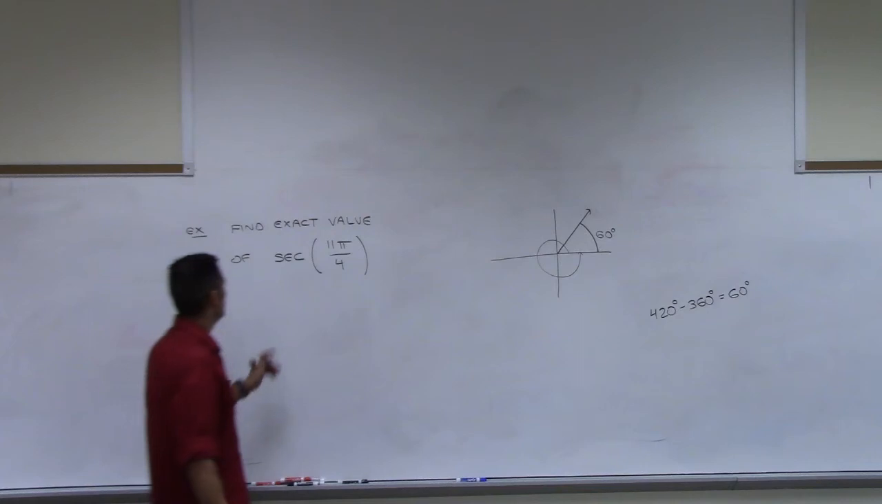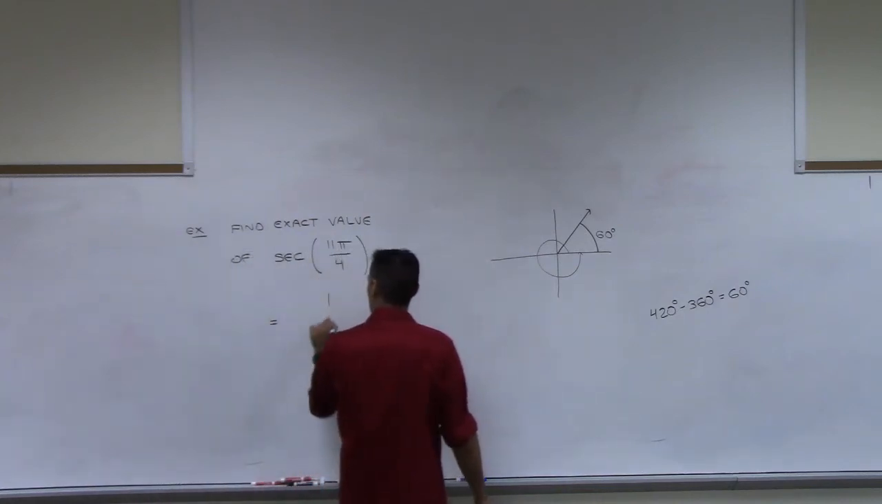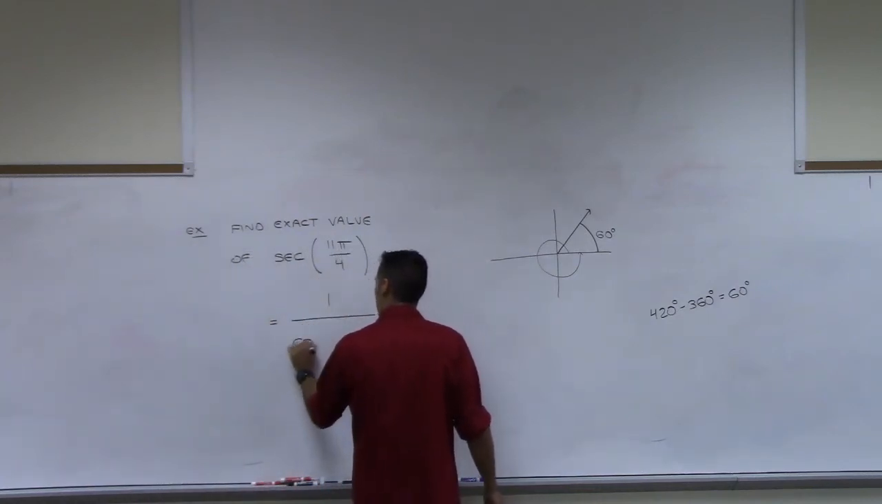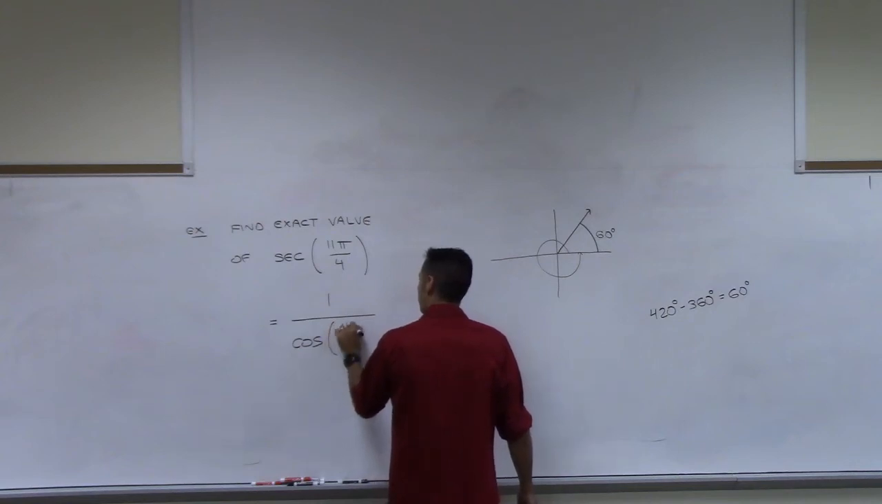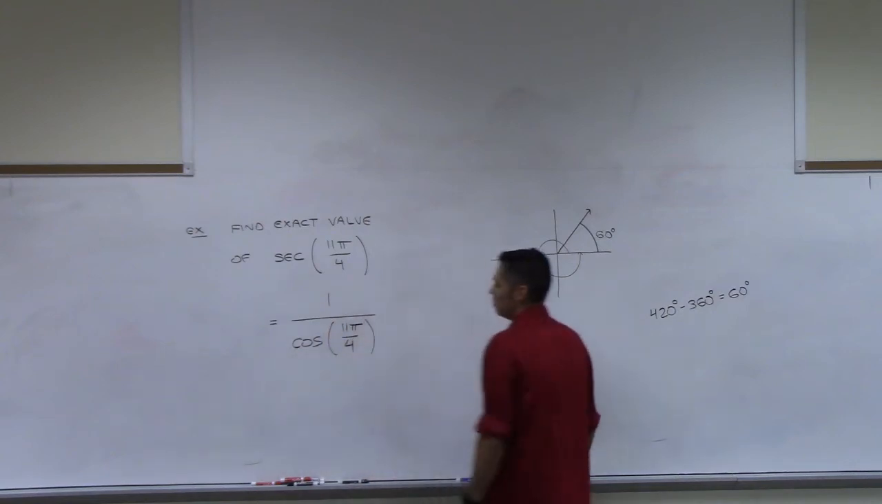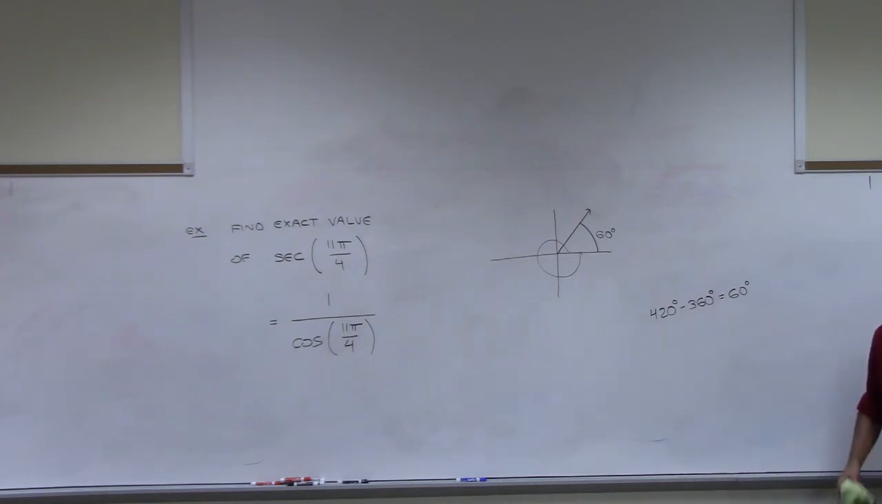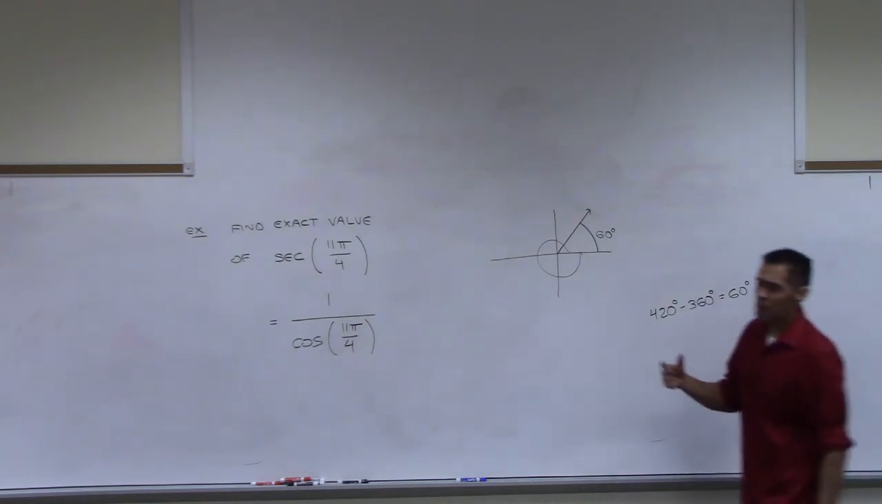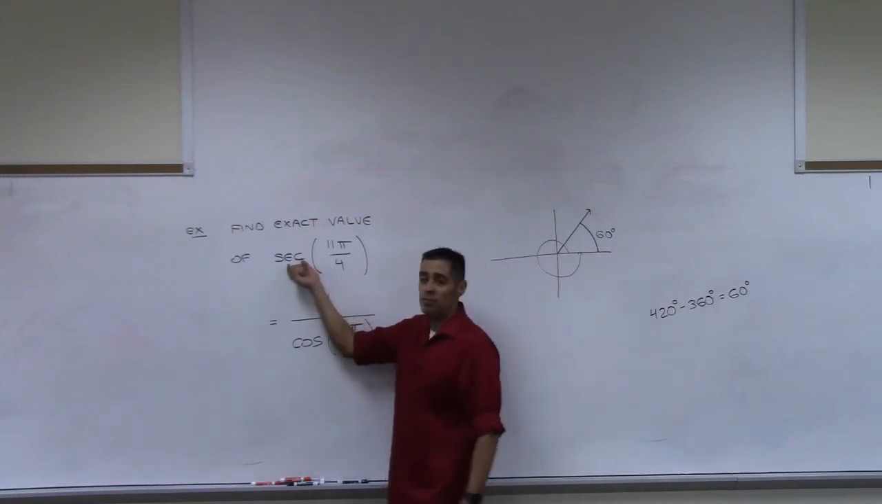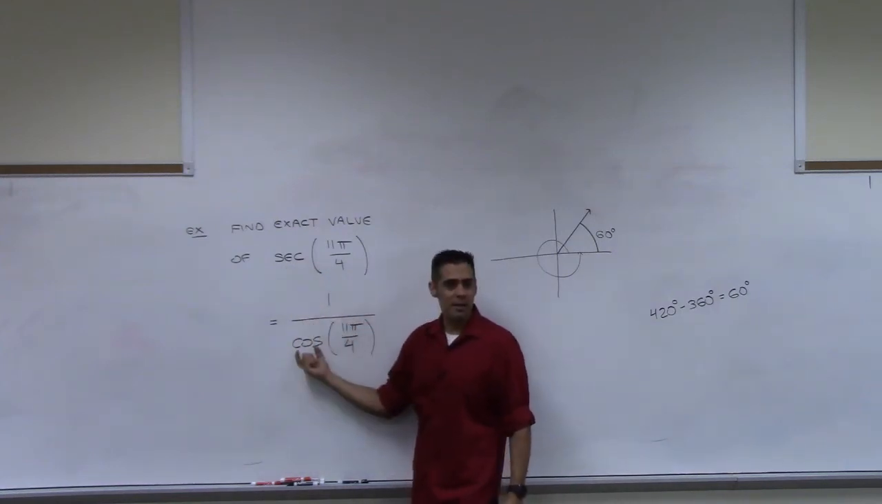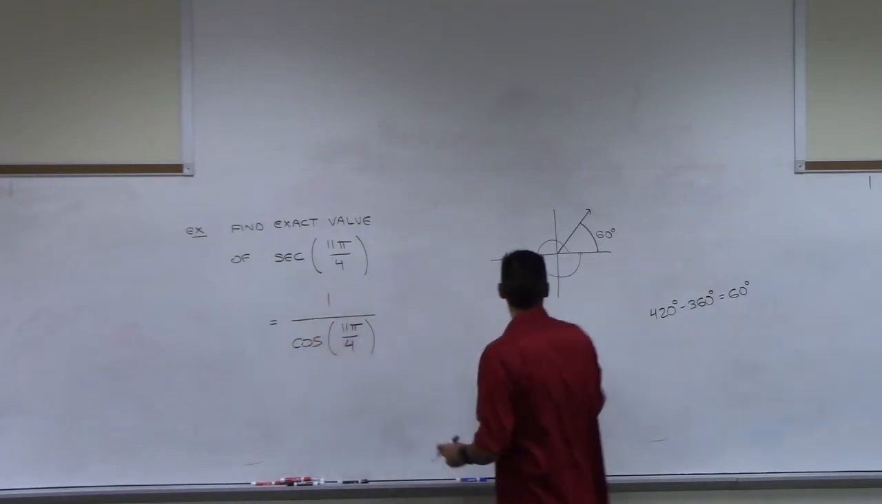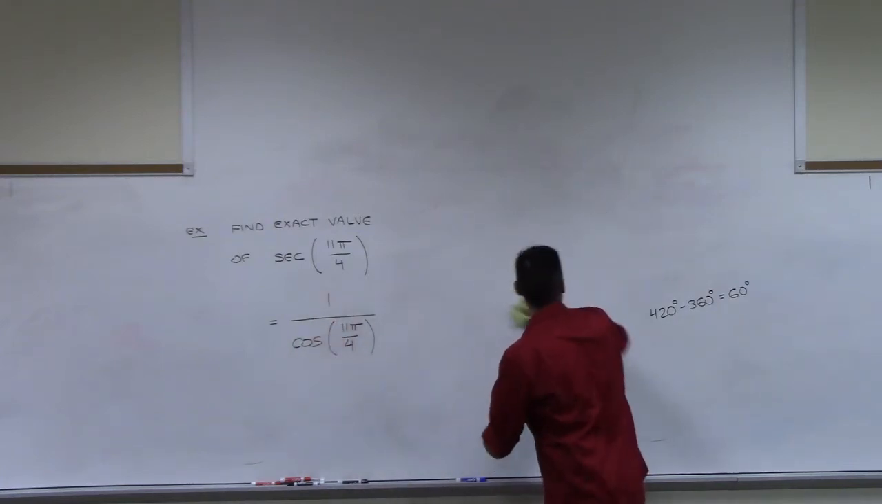So let's see here. Also, notice that this is the same as 1 over cosine of 11 pi over 4. Now why is that true? That's the definition of secant, right? Secant is 1 over cosine. So I don't know anything necessarily about secant, but I do know something about cosine. I've memorized the values of cosine. So I'm going to rewrite this as 1 over this. And now let me try and figure out where 11 pi over 4 is.